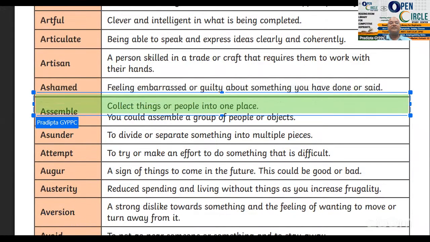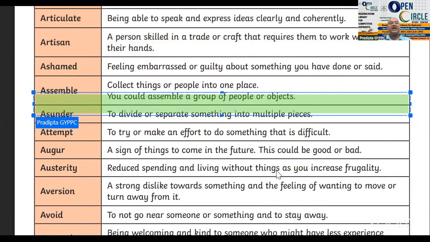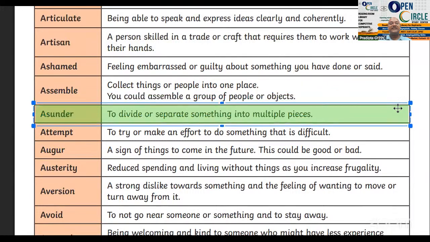Assemble. Assemble means gather. So students assemble in the assembly point. Students assemble in the assembly hall. Another meaning, he assembled pieces to make a computer. Ah, okay. That's a verb use. The next word is asunder. Pronounce as sunder, asunder. Correct. Into multiple pieces. Right?